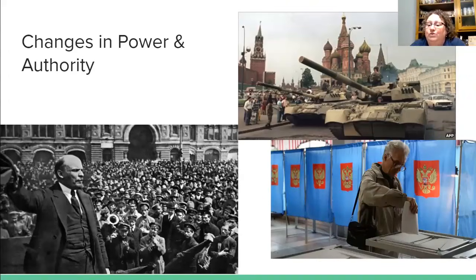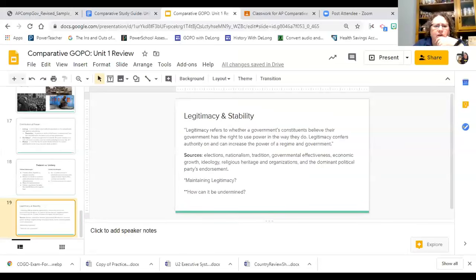And a coup tries to make a change in your leader, in your government. Now, another type of change in power and authority, in the bottom column, bottom picture there on the right, would be an election. Elections, constitutional changes, all those can be changes in authority and power. And so we know that we have peaceful changes through elections for all the leaders in the various countries that we're studying.